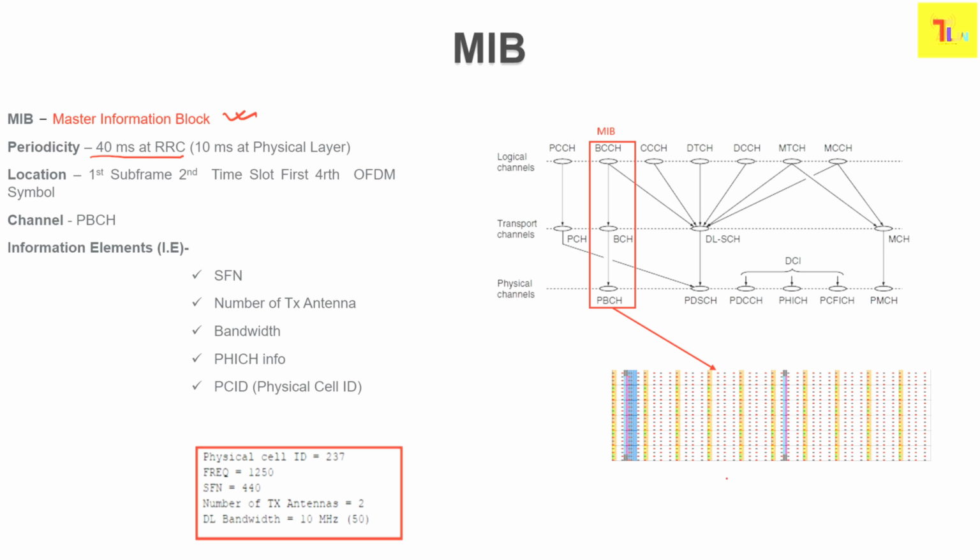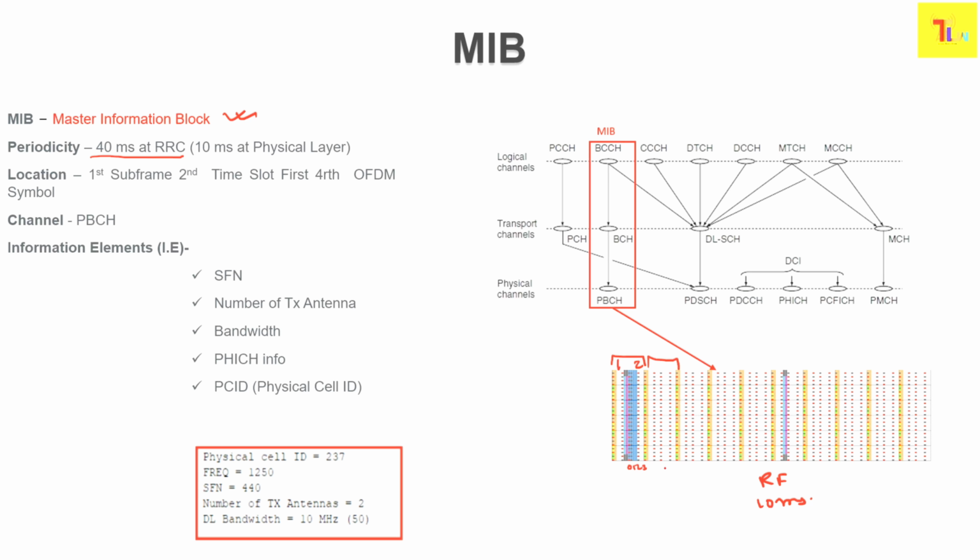If you see, this is one radio frame of 10 millisecond, and this is one subframe, 2, 3, like that. So if we talk about the MIB position, it's the first subframe. This is the first time slot, this is the second time slot. So this is on the second time slot, and the first four OFDM symbols 0, 1, 2, 3. So this blue portion is basically those four symbols.